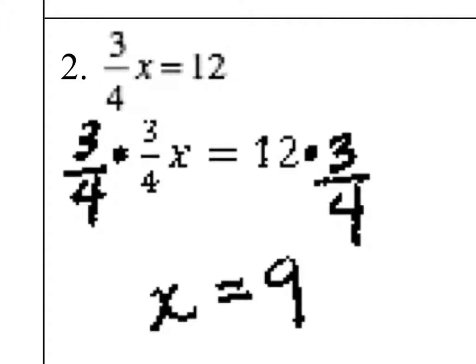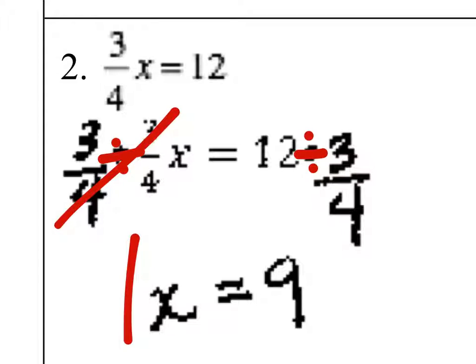All right, number 2. Here they've taken 3/4 and multiplied it by 3/4. That's bad. What you would need to do here is divide the 12 by 3/4. Now yes, these cancel out, giving us 1x, and that's good. But it wouldn't be 9. 12 divided by 3/4 is not 9.